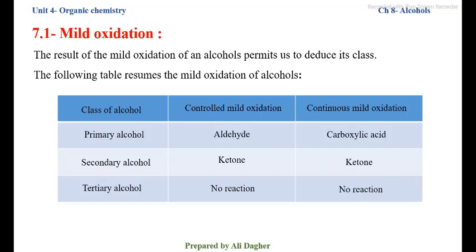That means, according to the product of the oxidation, if we obtain aldehyde or carboxylic acid, then the alcohol is primary. If we obtain a ketone, then the alcohol is secondary. If we obtain nothing, that means no oxidation, then the alcohol is tertiary.